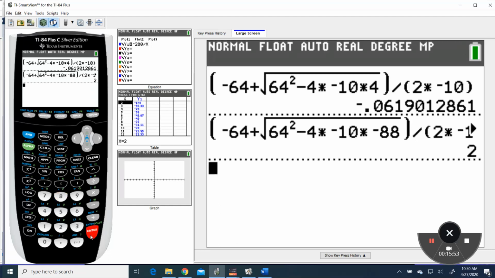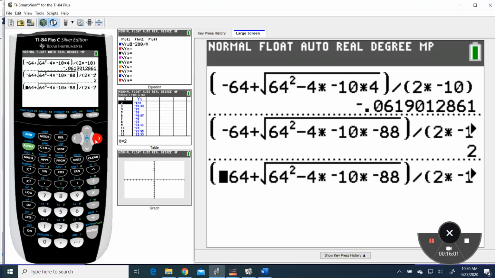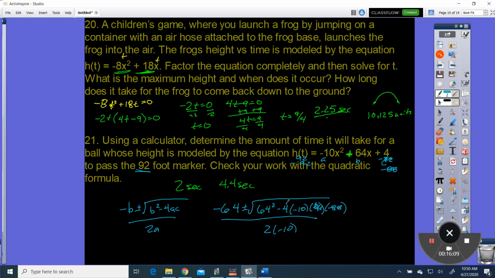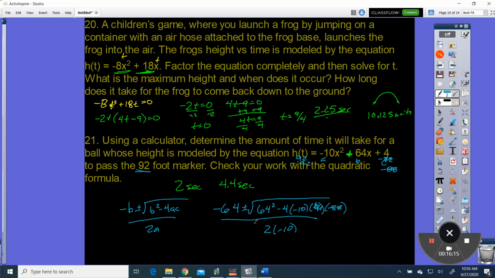Now let's try that. Oh, there we go, 2. Now let's hit second enter. Second back over here. Now I minus, change that, and 4.4. Now those match up with what we had on our calculator, on our graph, 2 and 4.4. So there we checked it with the quadratic formula after I remembered what I needed to do correctly. So we had to change that h of t to be 92 because we wanted it to pass the 92-foot marker. So that was the height. So we had to figure out what the time was to get the height of 92.